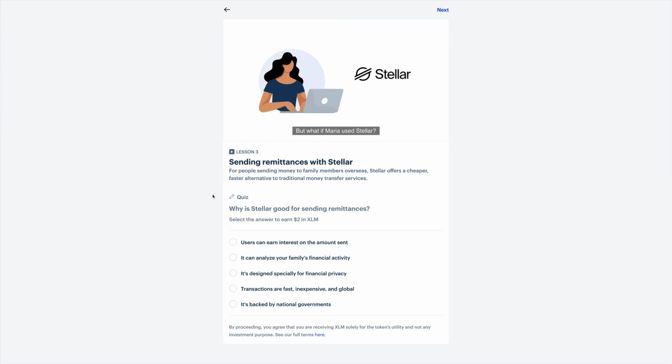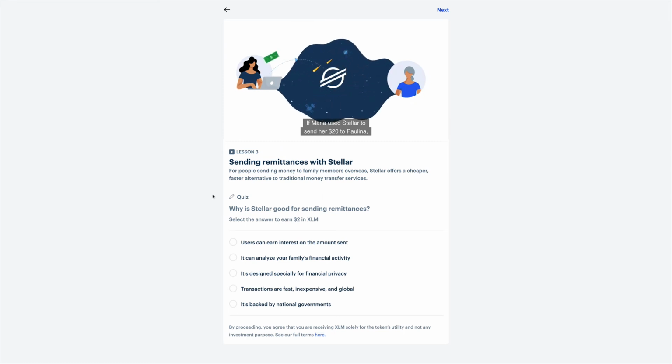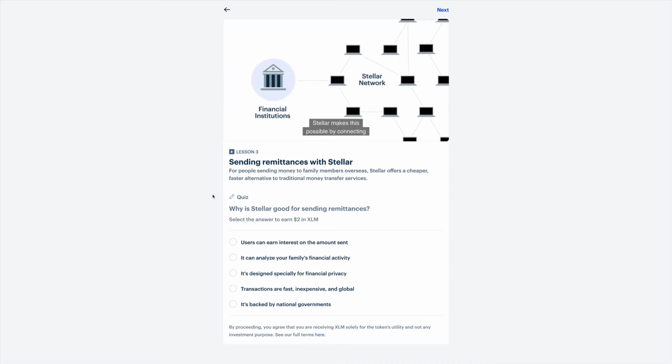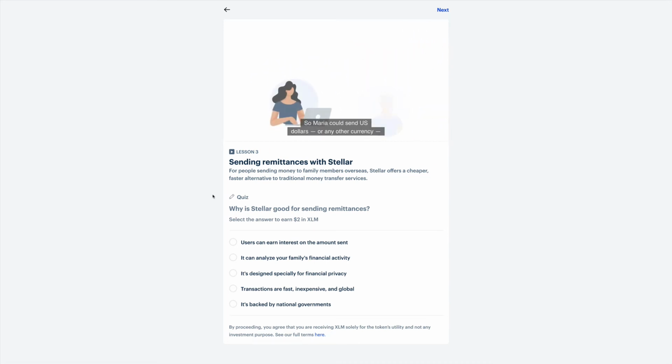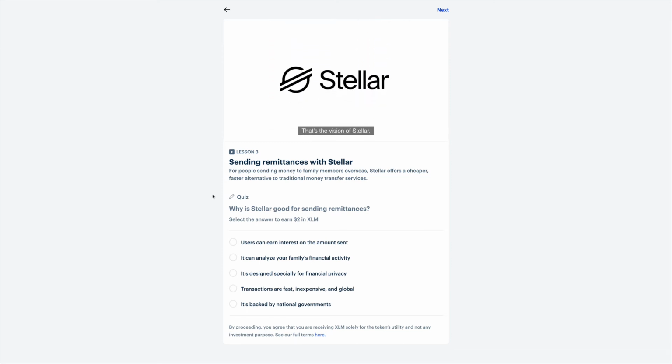But what if Maria used Stellar? Stellar is a decentralized platform that unites banks, payment systems, and people so they can easily move money anywhere in the world. If Maria used Stellar to send her $20 to Paulina, the Stellar network would convert her US dollars to Philippine pesos in less than 5 seconds. So Paulina would receive $20 worth of her local currency, not $20 minus fees. Stellar makes this possible by connecting financial institutions to the Stellar network, which has a built-in order book that exchanges assets. So Maria could send US dollars or any other currency to her mom, and it's converted automatically to Philippine pesos. That's the vision of Stellar.